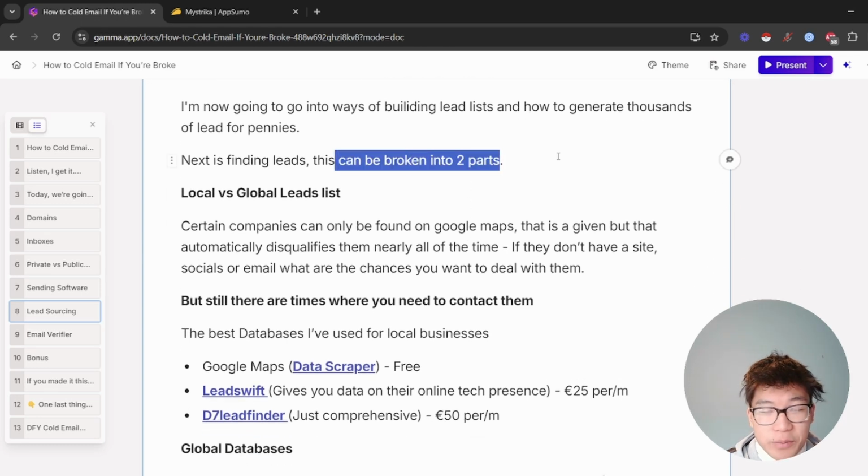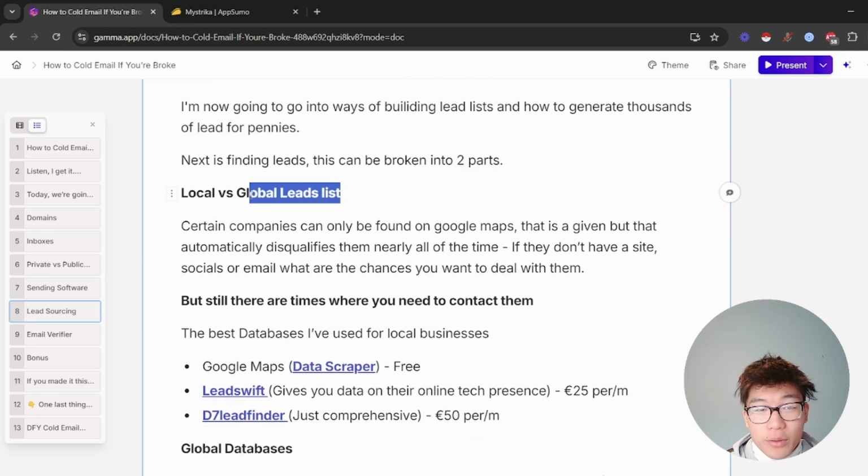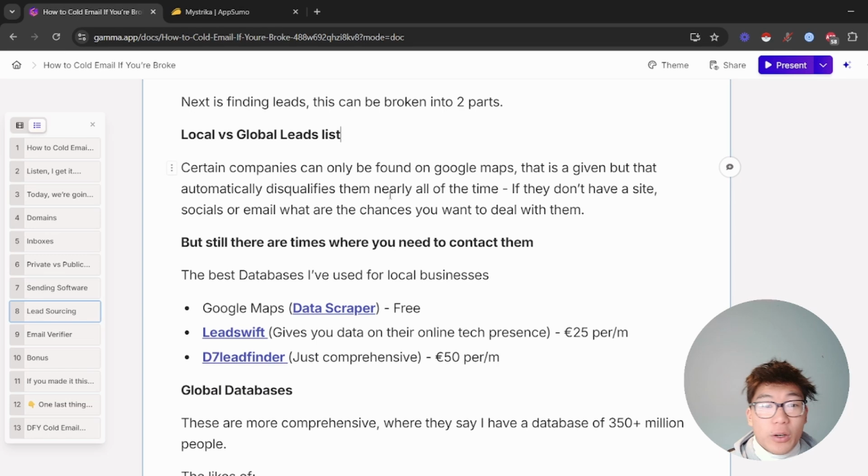So, leads list building can be broken into two parts: local versus global leads lists. Certain companies can only be found on Google Maps. That is a given, but that automatically disqualifies them nearly all of the time. If they don't have a site, socials, or email, what are the chances you want to deal with them?